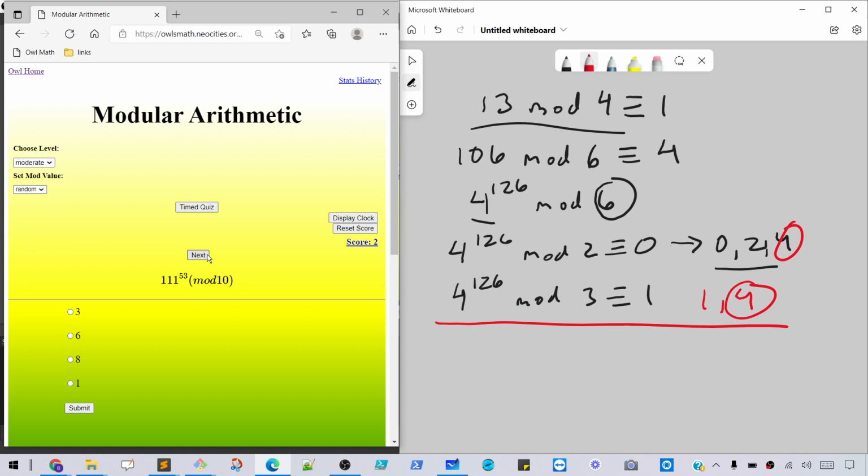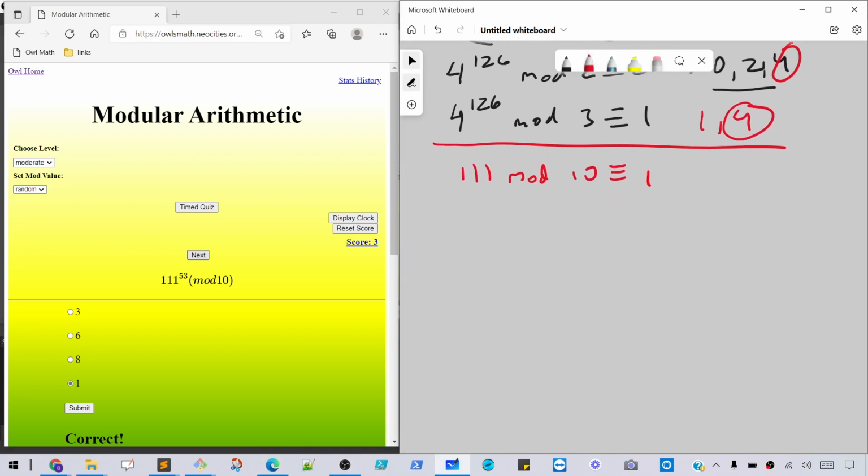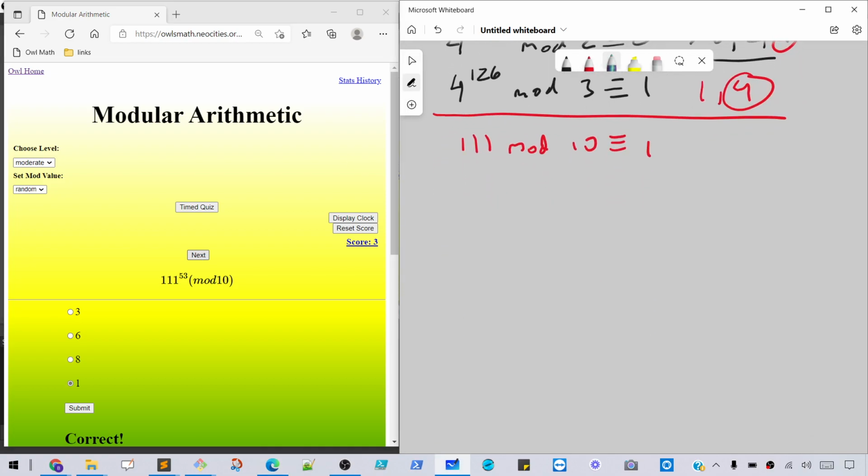So let's try another one. 111 to the 53 mod 10. 111 mod 10 is just equivalent to 1, and 1 to the 53 is also 1. So we got another easy one there. Keep going. Next problem.